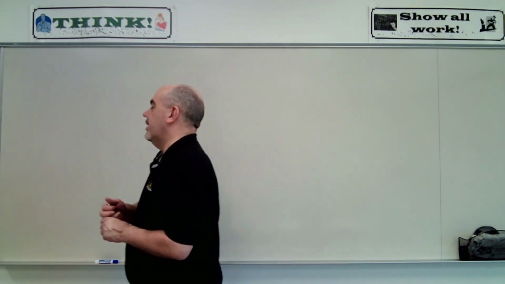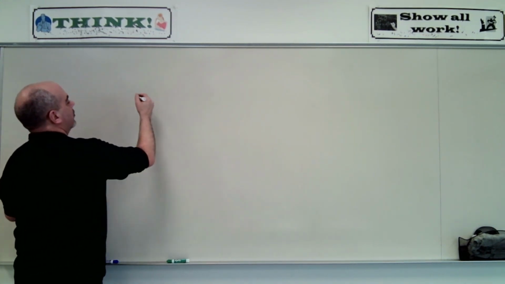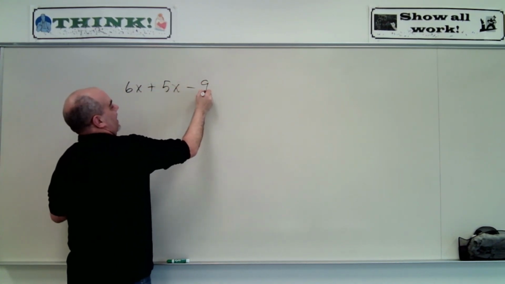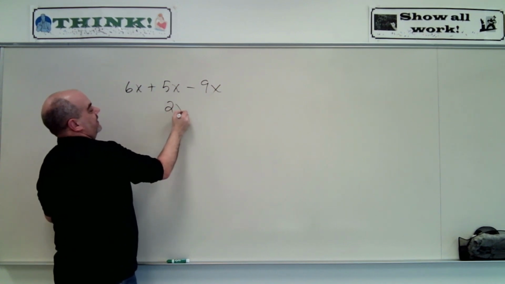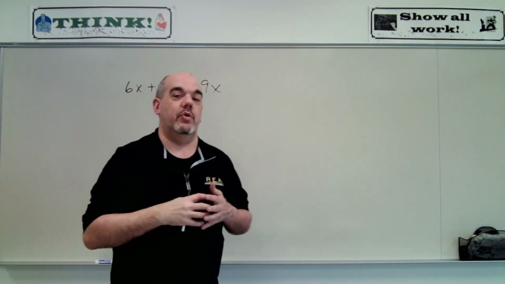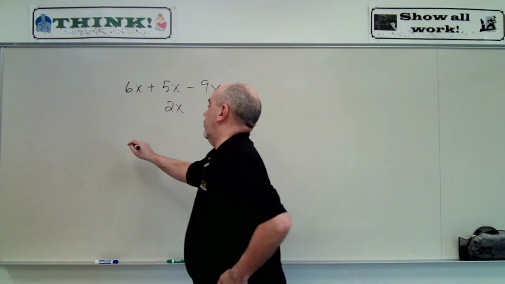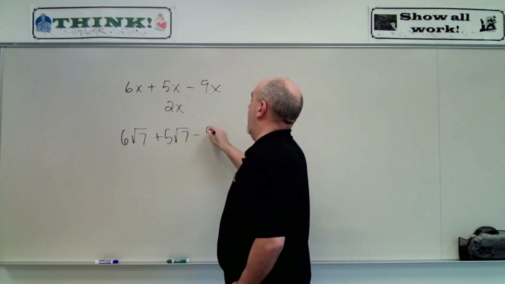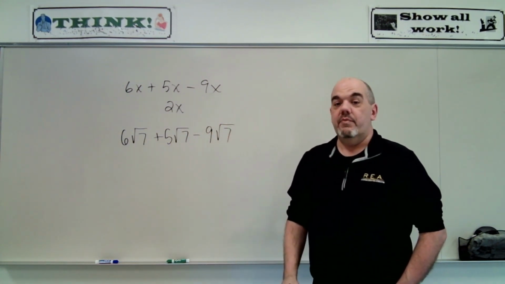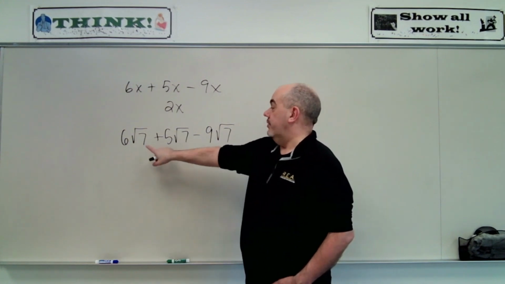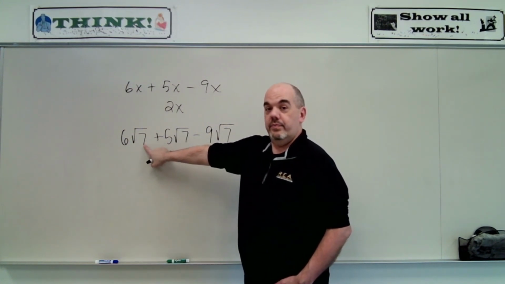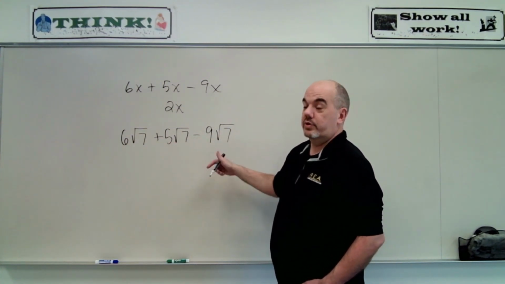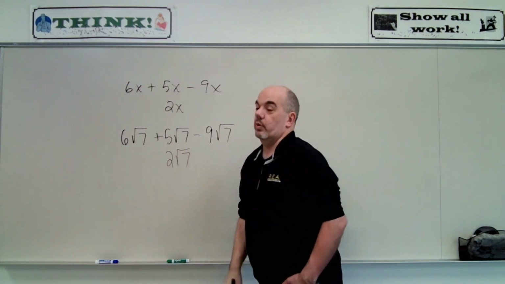Let's get started. Like terms might sound familiar from variables, where we would simplify something like 6x plus 5x minus 9x. You would add those like terms and get 2x. We're going to do the same thing with radicals, but it's going to look like this. We're going to have something like 6 times the square root of 7 plus 5 times the square root of 7 minus 9 times the square root of 7. Like terms in this context means that you have the same number underneath the radical. So for this one, if you have 6 square roots of 7 plus 5 square roots of 7 minus 9 square roots of 7, you have 2 square roots of 7.